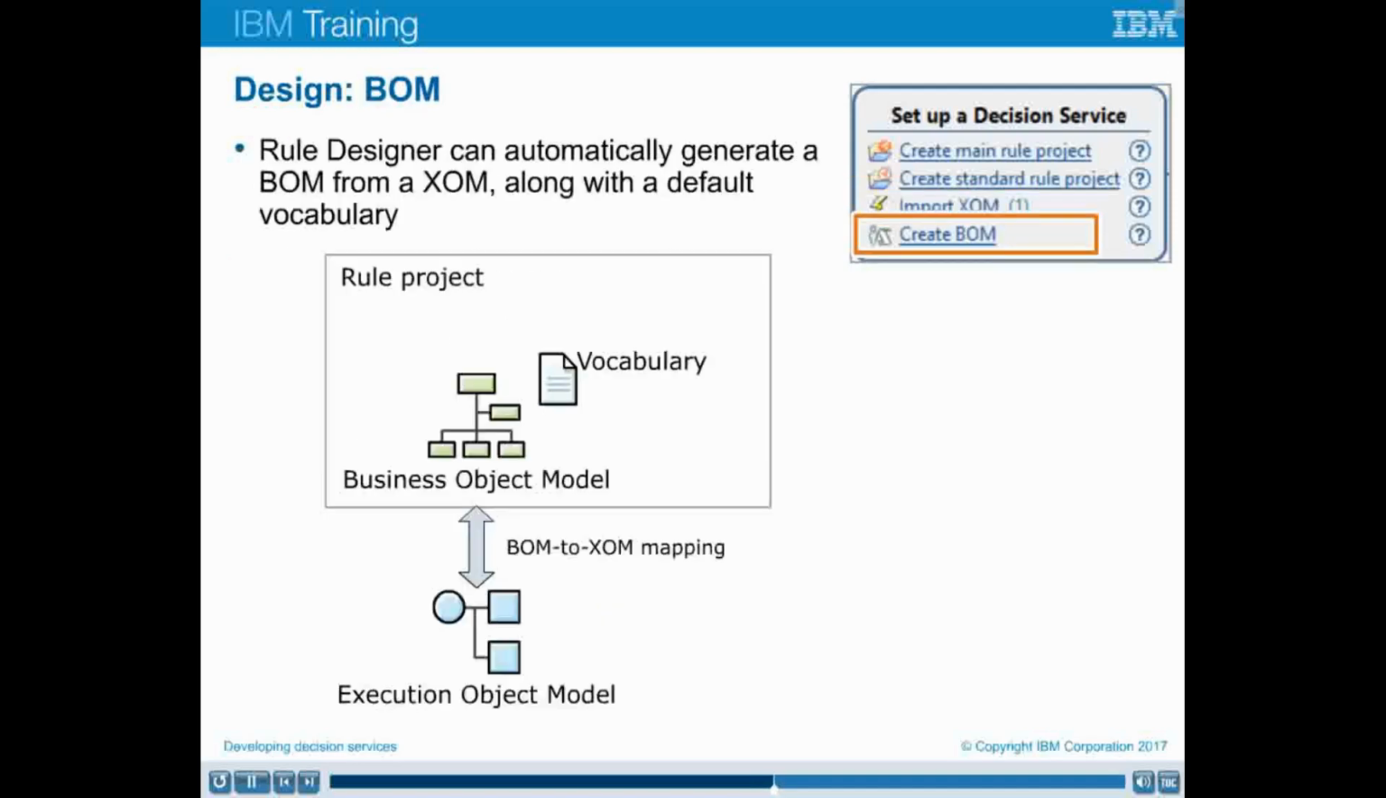The BOM plays a key role in the rule project because it's the source of vocabulary for the rules. You might choose to store the BOM in a separate rule project so that it can be shared across multiple rule projects within your decision service. After the ZOM is imported into the rule project, you use Rule Designer to automatically generate a BOM from that ZOM, and that creates the BOM to ZOM mapping, which maintains association between the BOM and the code in the ZOM.